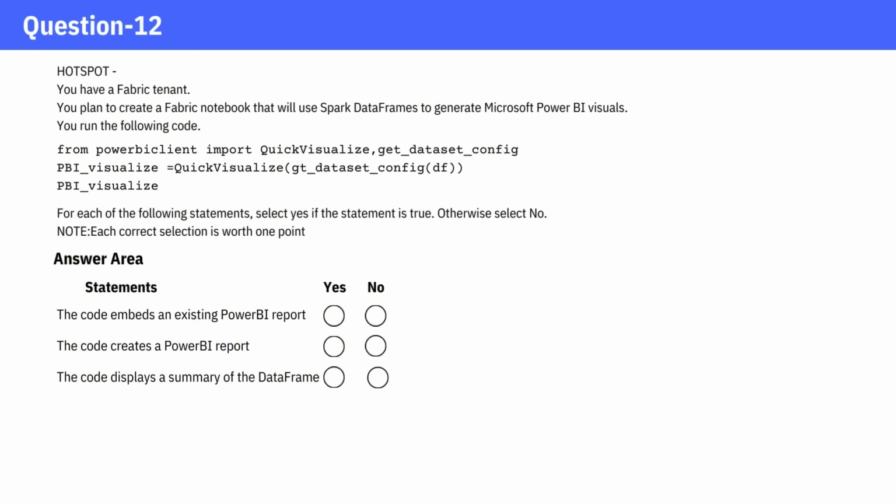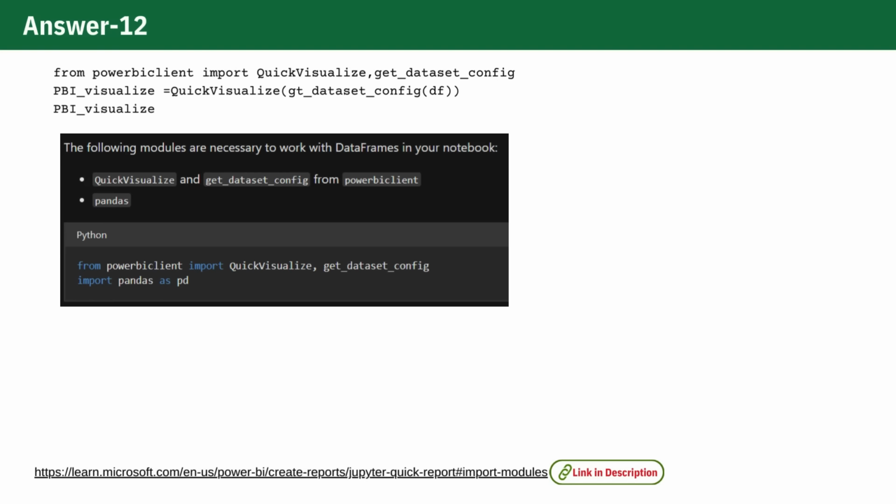For each of the following statements, select yes if the statement is true, otherwise select no. Take a moment to review the code and think carefully. Then, check your answer. Let's first look at what the code does, and then check the answers.